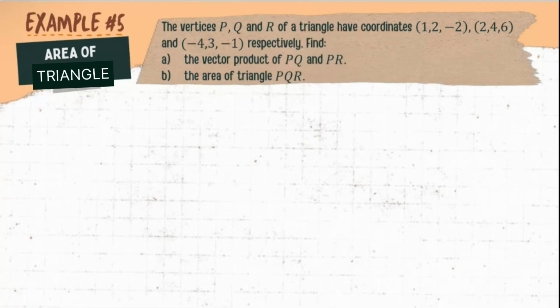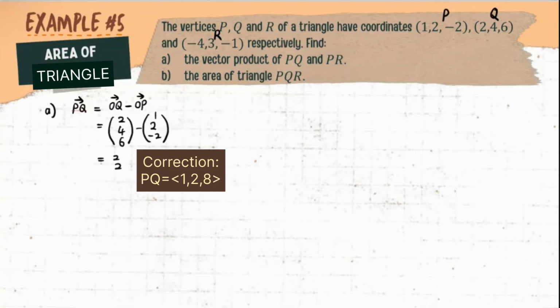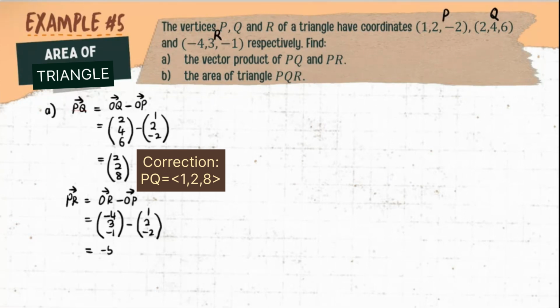What is given. Okay, how do we get PQ and PR? So this is P, this is Q, this is R. So PQ, let's find PQ first. So PQ is OQ minus OP. So OQ is 2, 4, 6, OP is 1, 2, negative 2. So we get 1, 2, 8. This is PQ. Okay, next we find PR. That means OR minus OP. The back minus the front. So OR is negative 4, 3, negative 1 minus OP, which is 1, 2, negative 2. So we get negative 5, 1, 1.